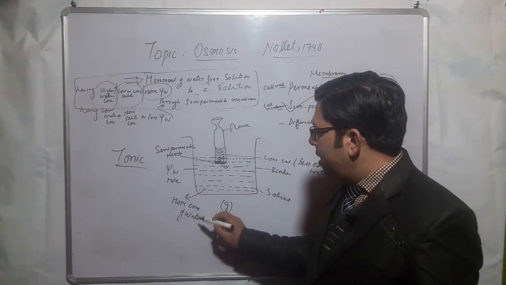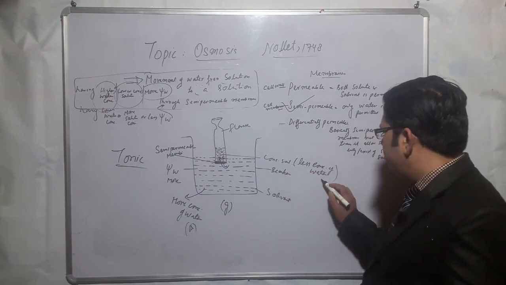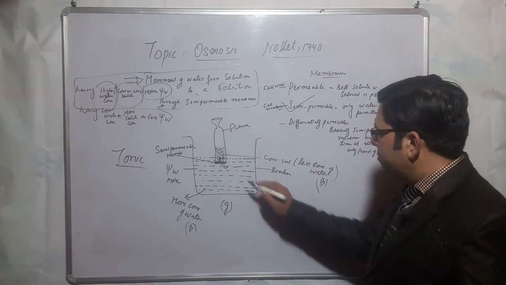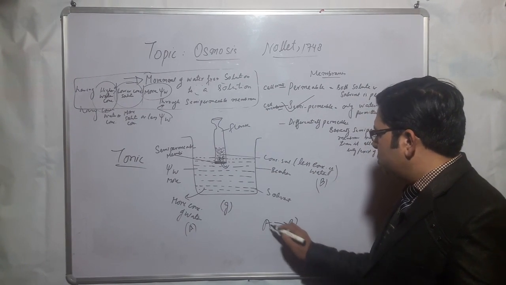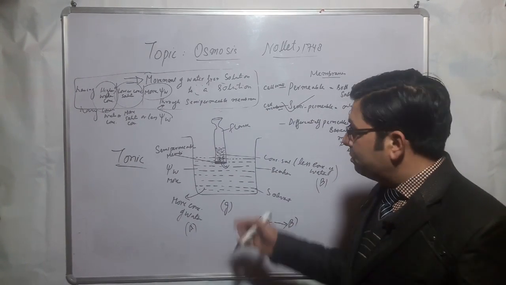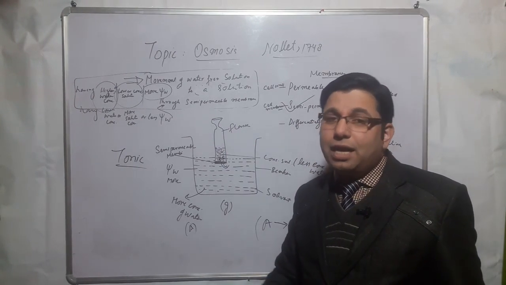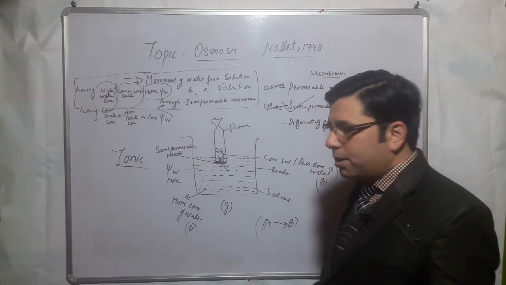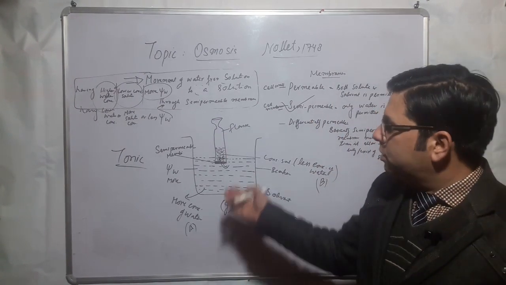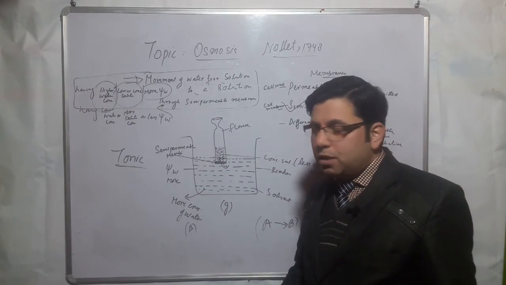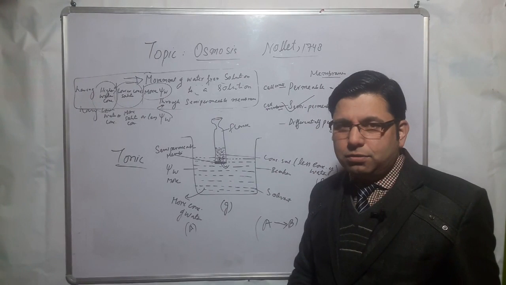Suppose this is solution A and this is solution B. So movement of water will be from A to B. This is a simple concept. Water will move from this solution to that because of osmosis, because this one has higher water potential and this one has lower water potential. If you remember the concept of osmosis, definitely this will occur.